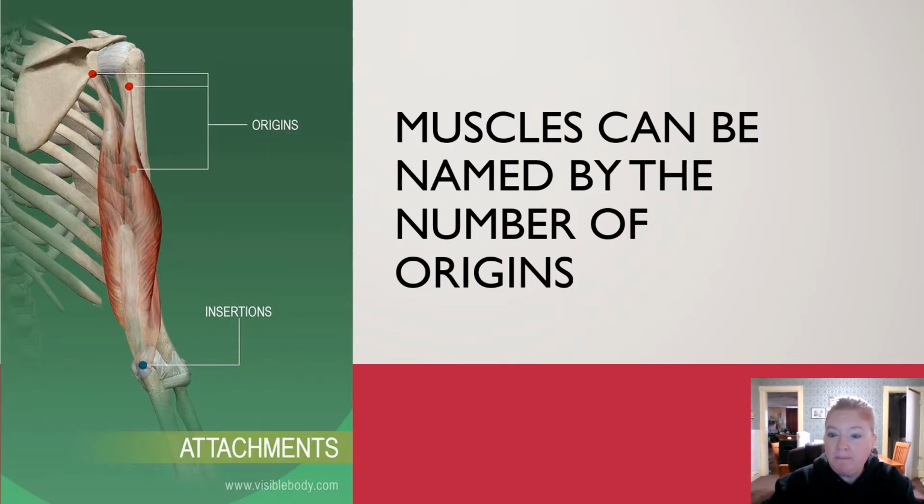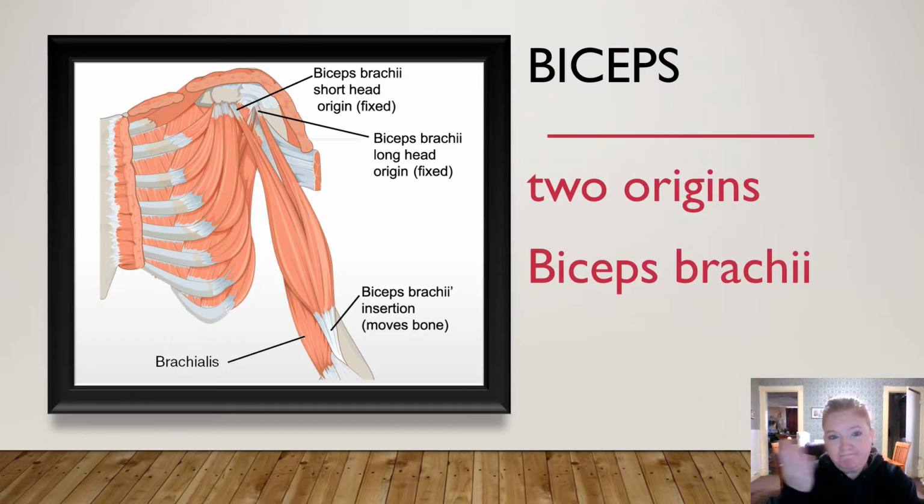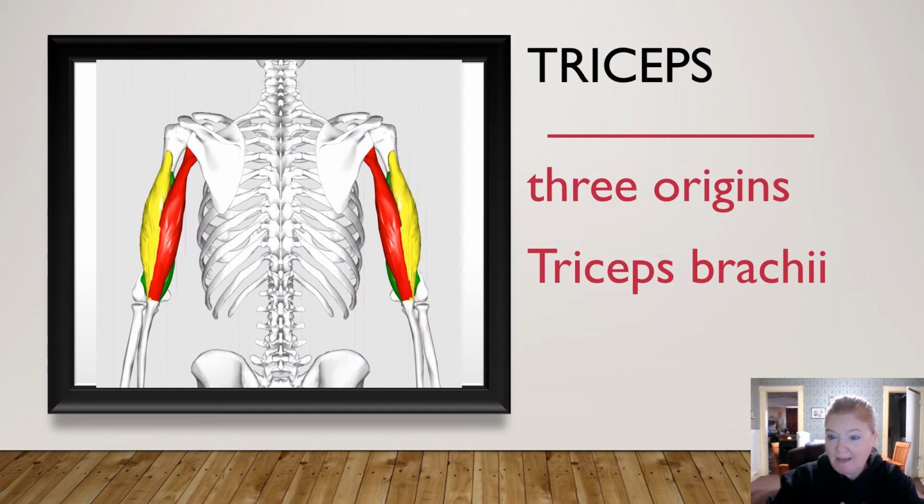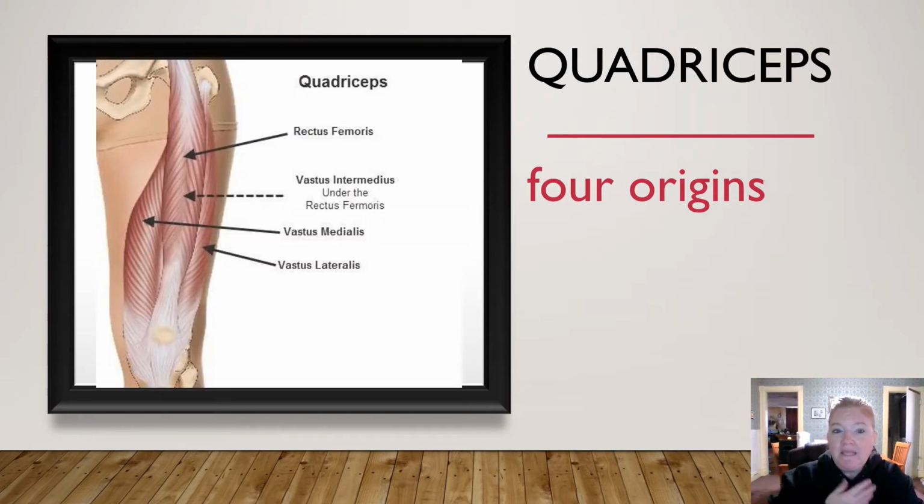Muscles can be named by the number of origins. Biceps, 2 origins, like biceps brachii. Brachii's location, arm. Triceps, triceps brachii. Triceps has 3 heads. Triceps brachii, arm. And then we have quadriceps. Quadriceps is 4 origins, and the quadriceps is actually 4 separate muscles, and each of those that connects for a separate origin is going to be named with a different name. And you can see the names here. Some of them you'll have to know.